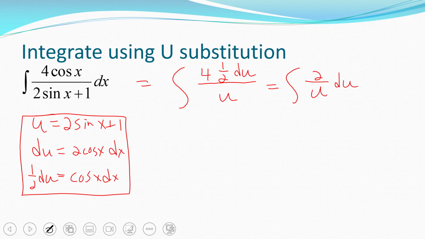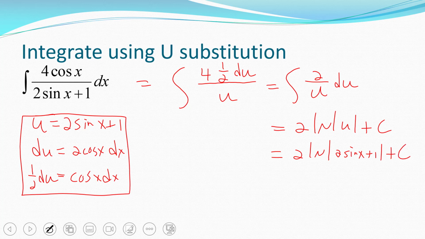Simplifying that becomes the integration of 2 over u du. You can think of it like the 2 comes out first. You then are integrating just 1 over u in terms of u, and that is the natural log of the absolute value of u plus c. Well, we know what u is, so that's 2 times the natural log absolute value of 2 times the sine of x plus 1 plus c. And that's the answer. Really easy, right? Very similar to what you've already done.